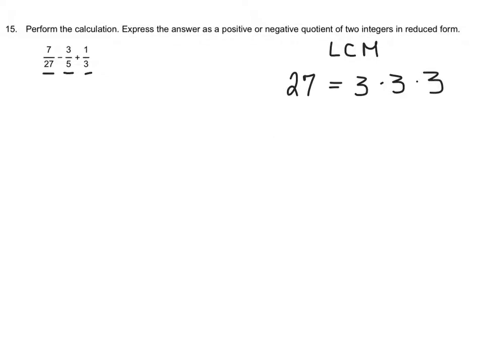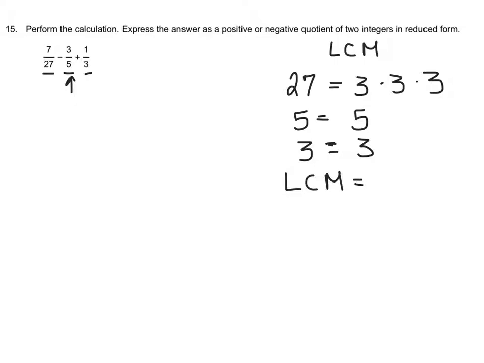Now I'm going to look at the second denominator, which is 5, and write the prime factorization of 5. Well, 5 is already a prime number, so the only prime number in the prime factorization is just 5. And the same with 3. 3 is just going to equal 3 because 3 is already a prime number. Now the LCM is found by taking each factor the greatest number of times in all three numbers.